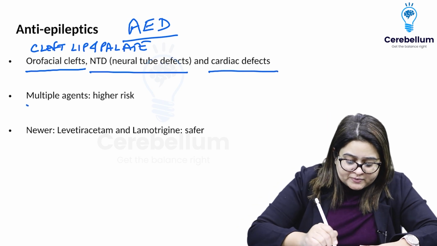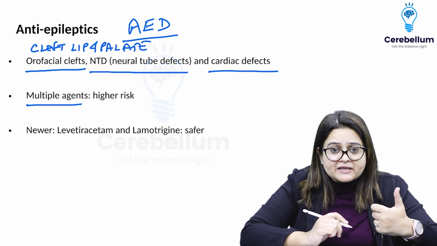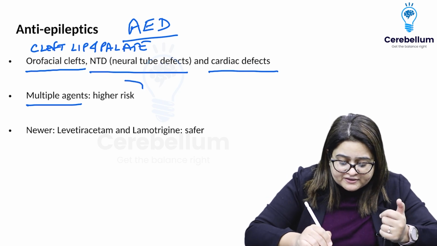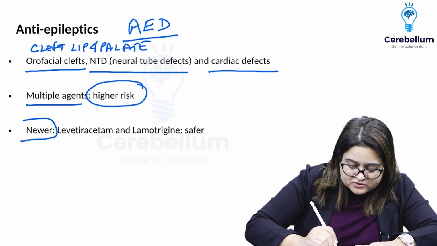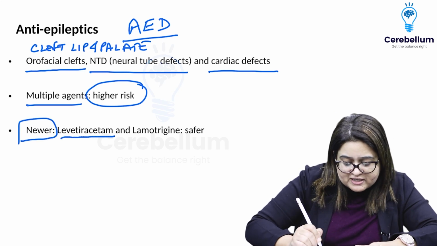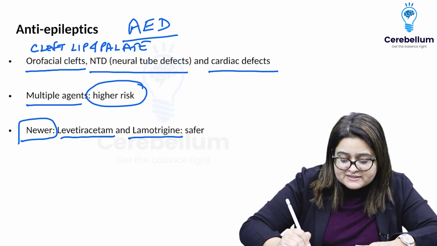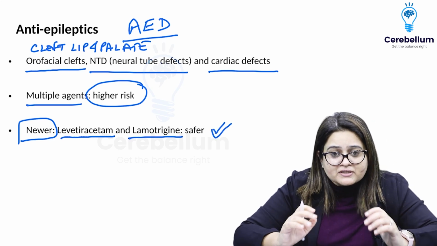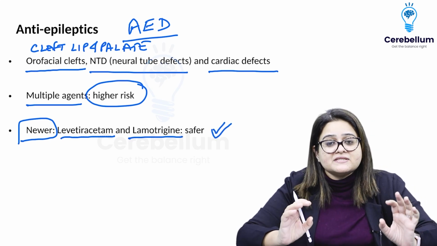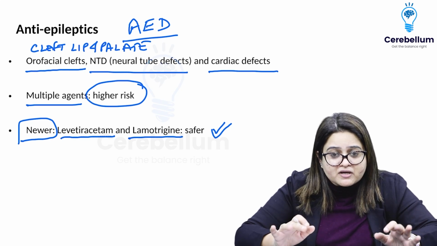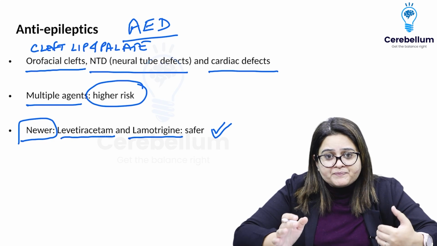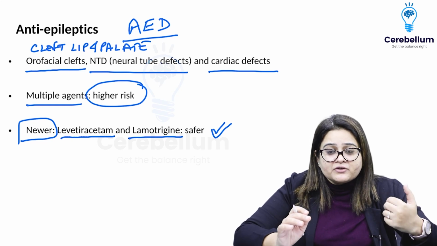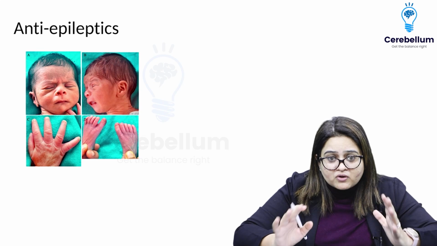Okay, multiple agents. The more the number of anti-epileptic drugs she's taking, the higher the risk of anomalies. Remember these two drugs. The newer drugs, levetiracetam and lamotrigine, are not completely safe, but they are the safest anti-epileptic drugs. So if you want to, shift her over to levetiracetam and lamotrigine. Now remember the drugs which are not good.